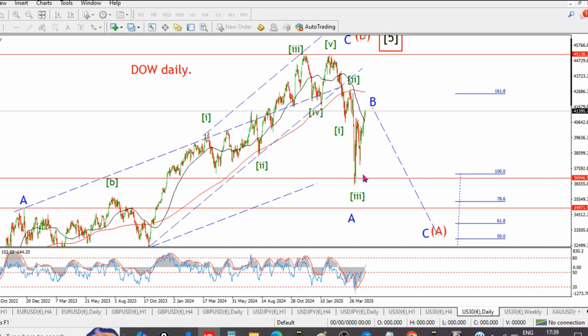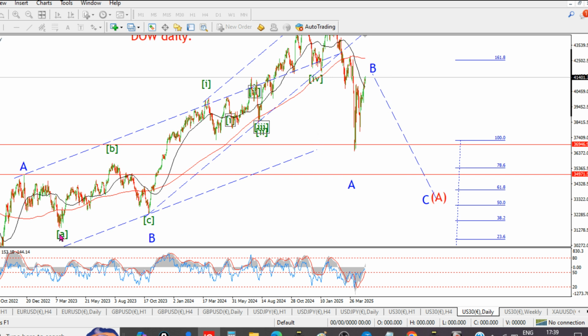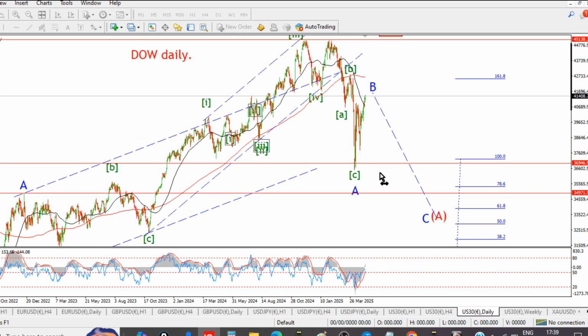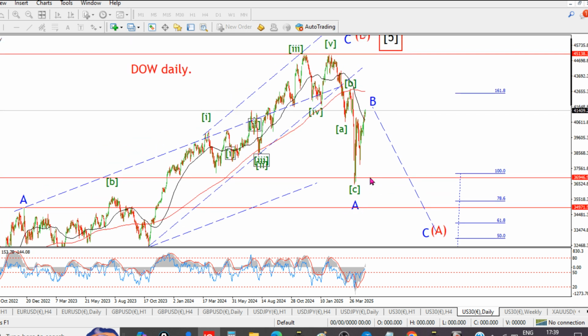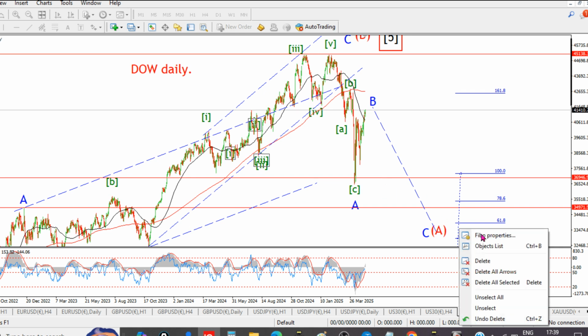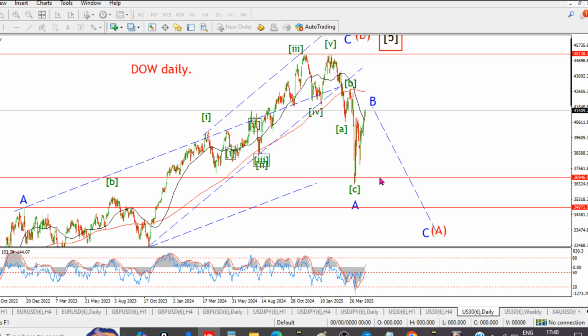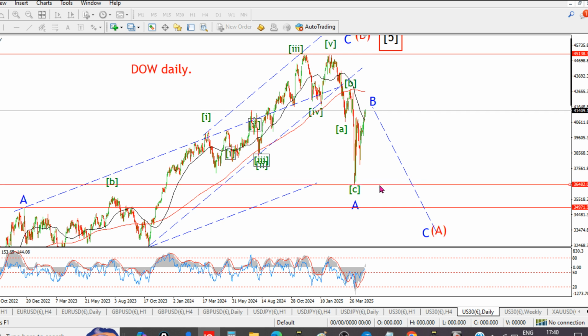Okay, so 3 waves down in wave A. We've got a 3-wave pattern lower in wave A. I should get that as ABC. Forgive me, I have not updated this chart. A, B, and wave C. Okay, we've got 3 waves down in wave A. We've got 3 waves up in wave B. The correction higher is at the moment a powerful correction, but a correction nonetheless.